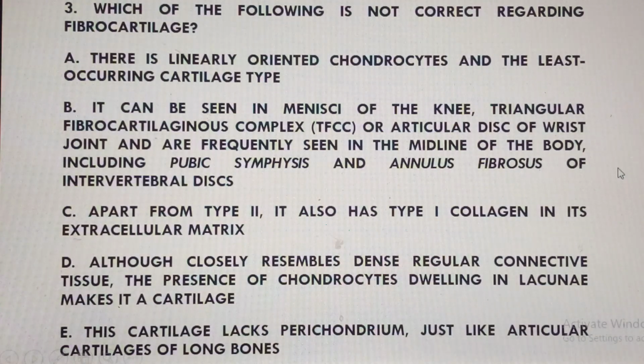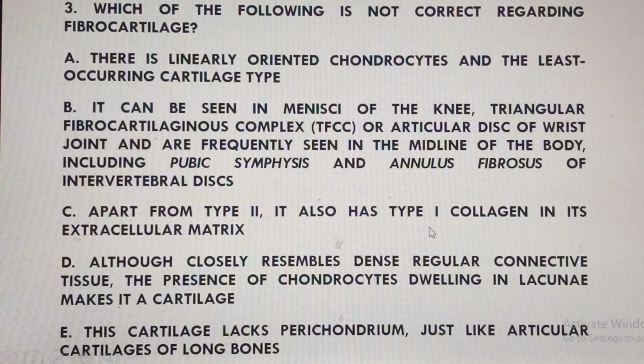Now option B says it can be seen in the menisci of the knee, the triangular fibrocartilaginous complex (TFCC) or articular disc of the wrist joint, and is frequently seen in the midline of the body, including the pubic symphysis and the annulus fibrosus of the intervertebral disc. That's a very true statement. We are going to find it in these areas: the menisci of the knee, the triangular fibrocartilaginous complex of the wrist joint, and areas in the midline, like the symphysis menti, pubic symphysis, and annulus fibrosus of the intervertebral disc. These are the areas where we find fibrocartilage, the white cartilage.